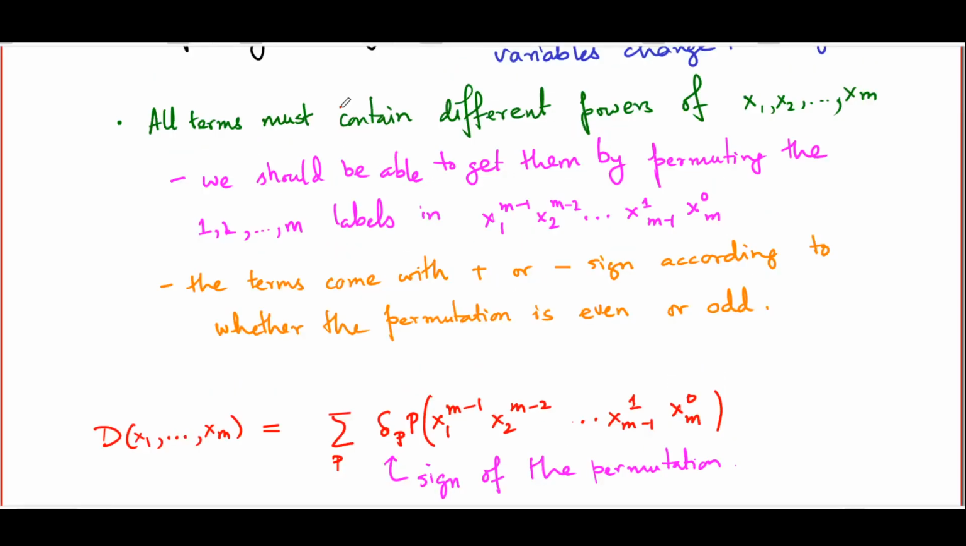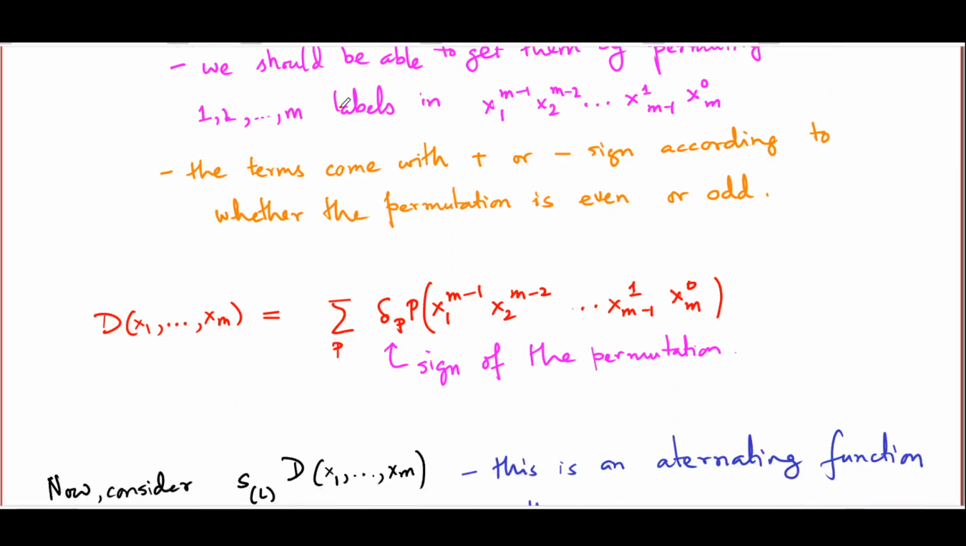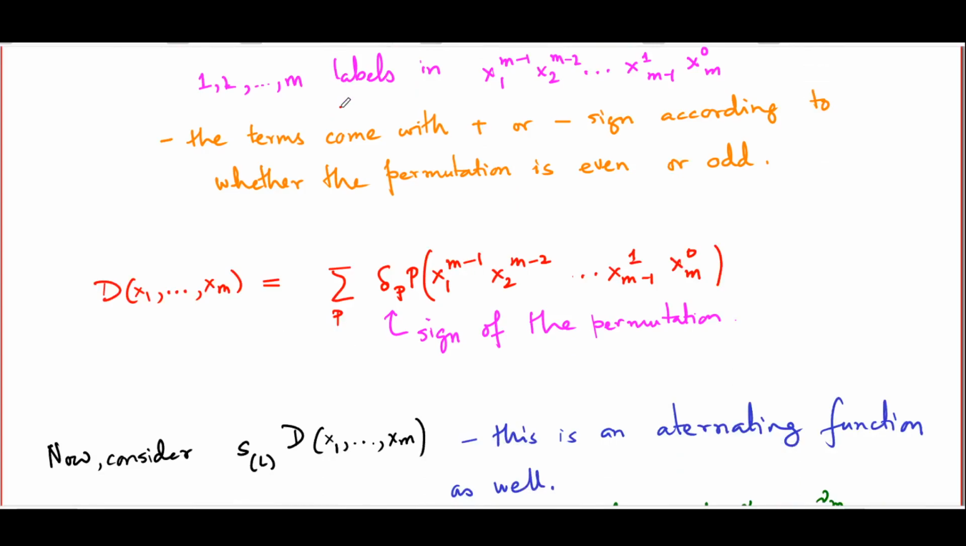The way in which we are going to use this alternating function D is the following. We are going to take the symmetric polynomial S_L corresponding to a class L and multiply that by D. Now, this of course has to be an alternating function as well. If we were to interchange any two variables, say xi and xj, in this expression, S_L will stay the same, being symmetric, whereas D is going to change sign. So overall the product S_L times D is going to change sign.